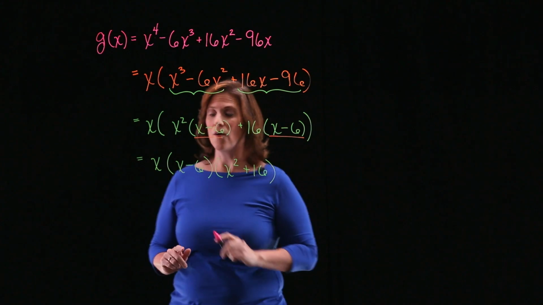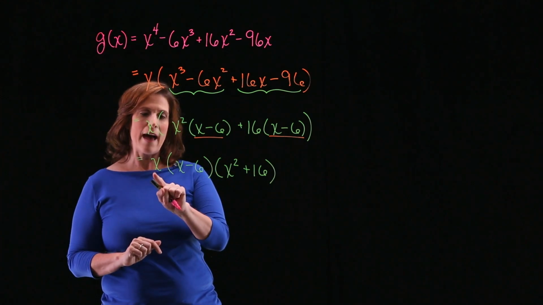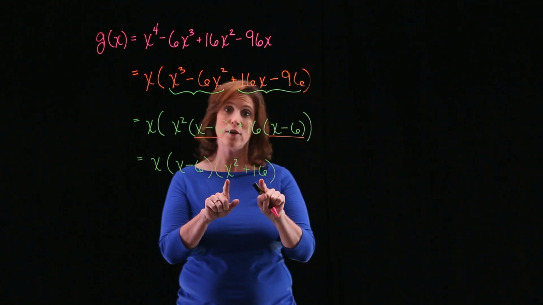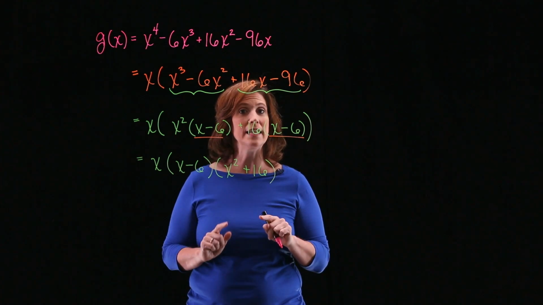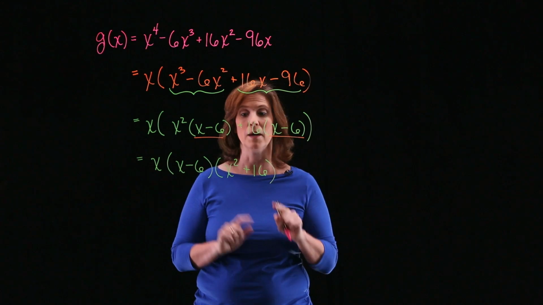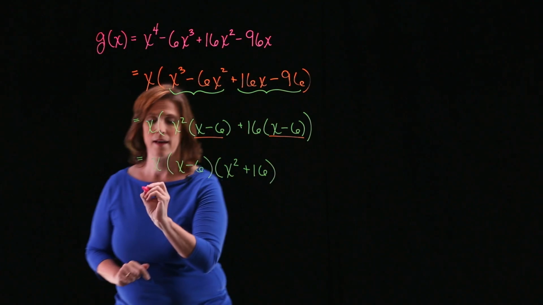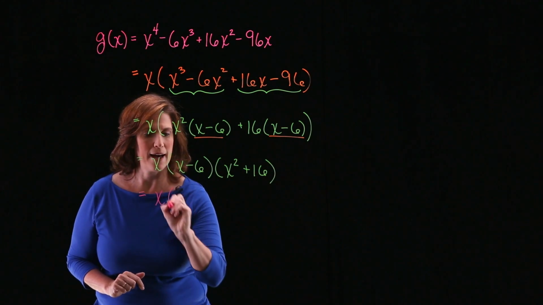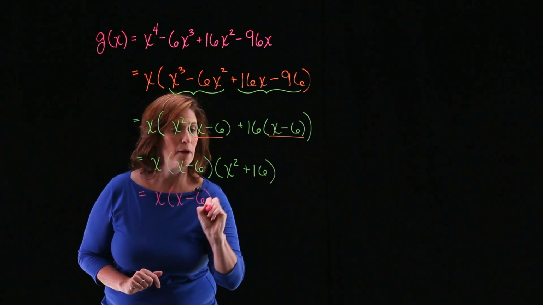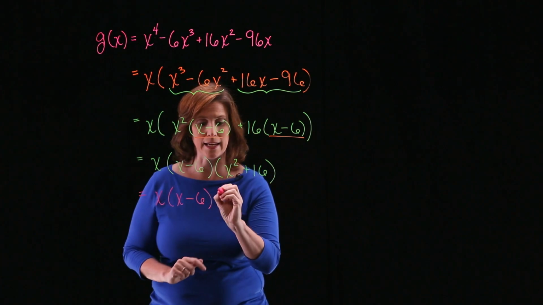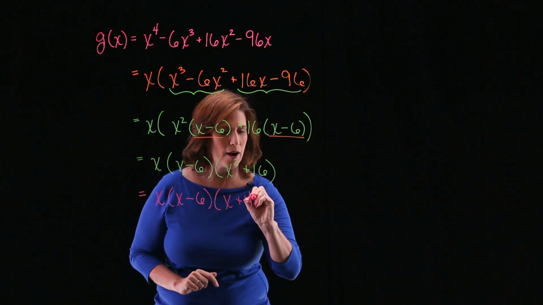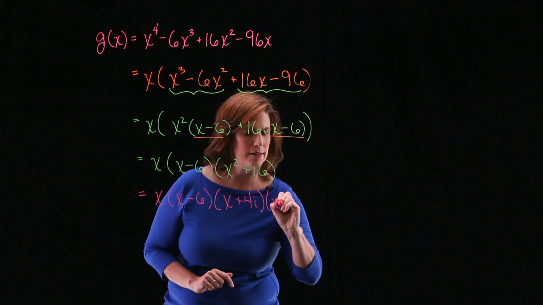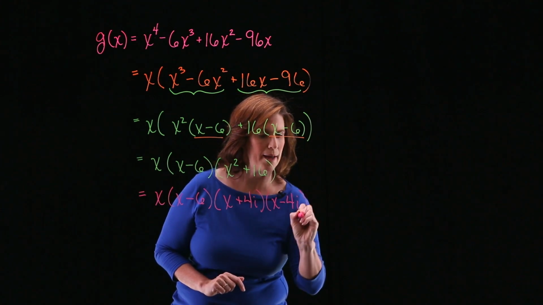Okay, so now I'm almost there. I have two linear factors, but one quadratic factor. Now notice that this is a sum of squares. I'm going to need to go into the complex number system in order to factor this. But I can do that by writing x squared plus 16 as x plus 4i and x minus 4i.